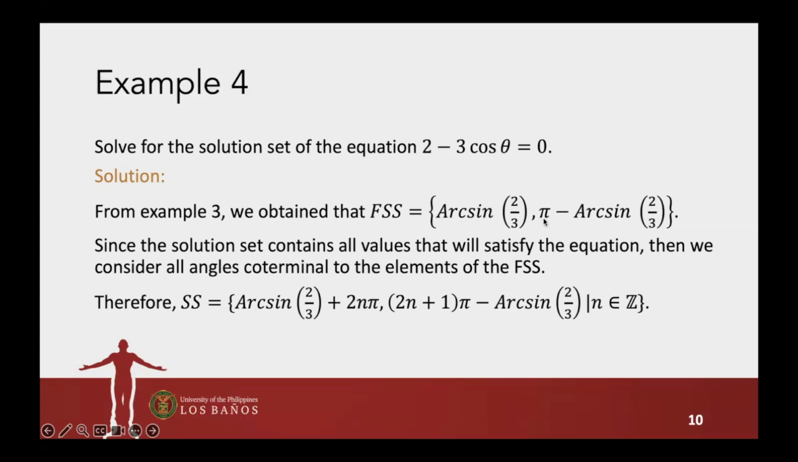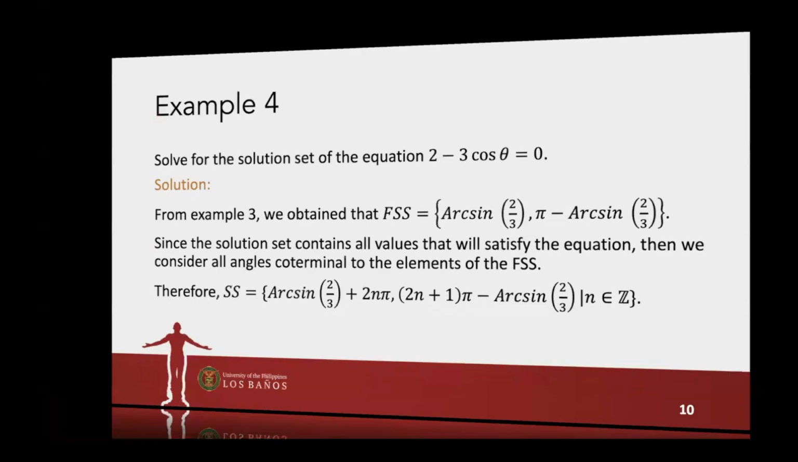Remember that pi and 2n pi have a common factor, which is pi. So we're bringing out pi. If we factor out pi, we are left with 2n for 2n pi, and we are left with positive 1 for pi. That's why we got here the quantity 2n plus 1 times pi minus arc sine 2/3. And again, do not forget the condition that n is an integer.